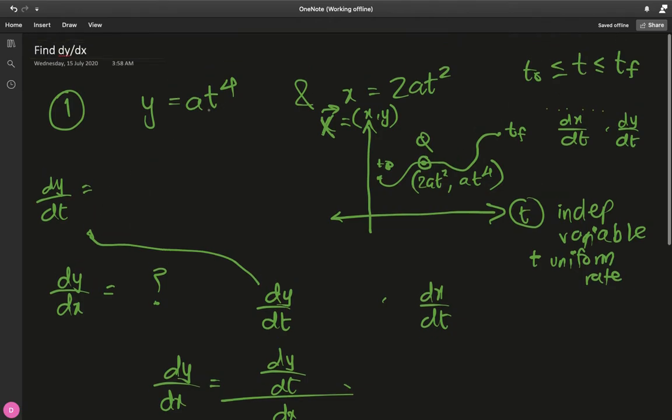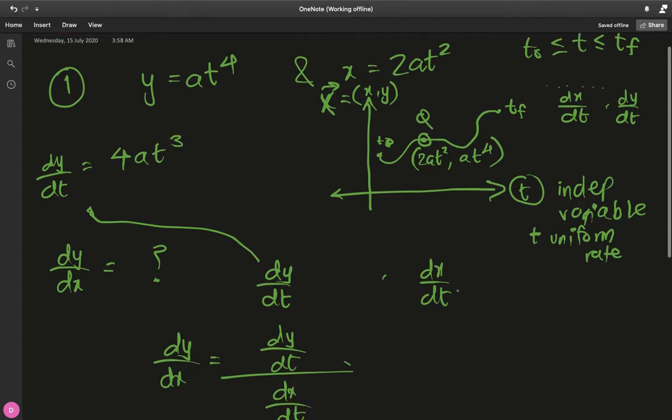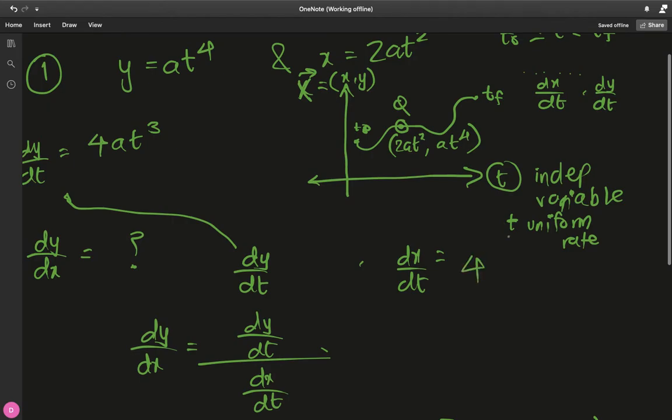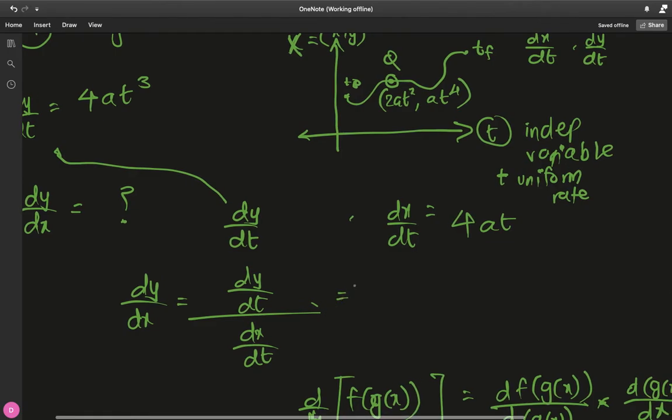So dy over dt is simple. It's 4a t cubed, and we can calculate dx over dt. That's going to be 4at, and then divide both of them. So dy over dx first, 4a t cubed over 4at. 4's and the a's cancel out. We have t cubed over t, which is nothing but t squared.